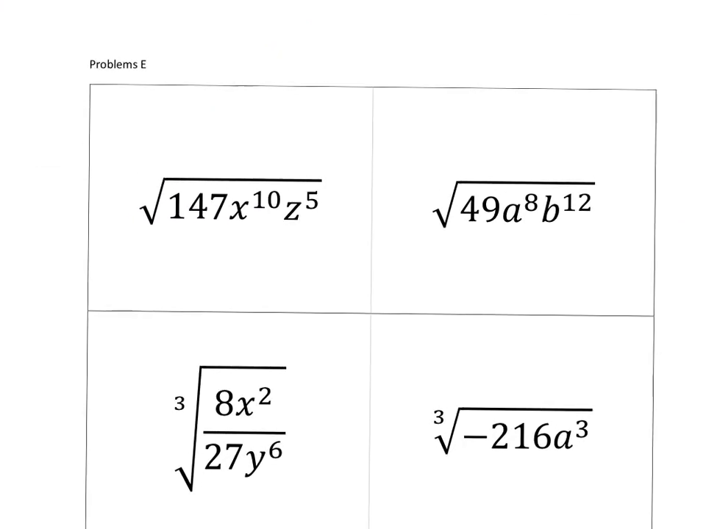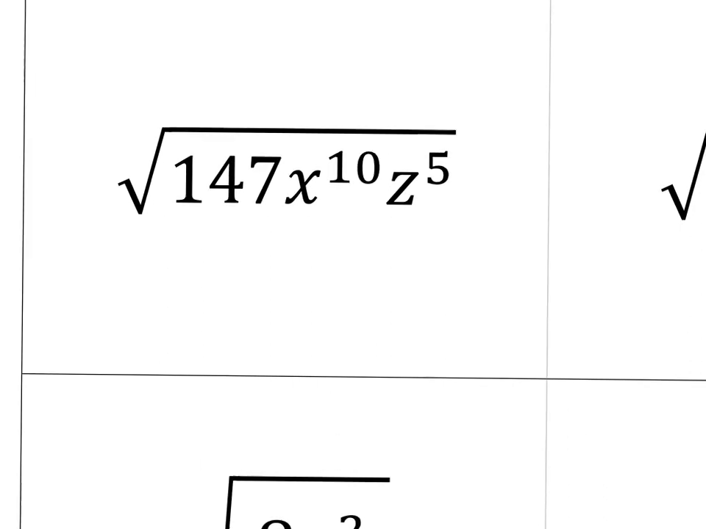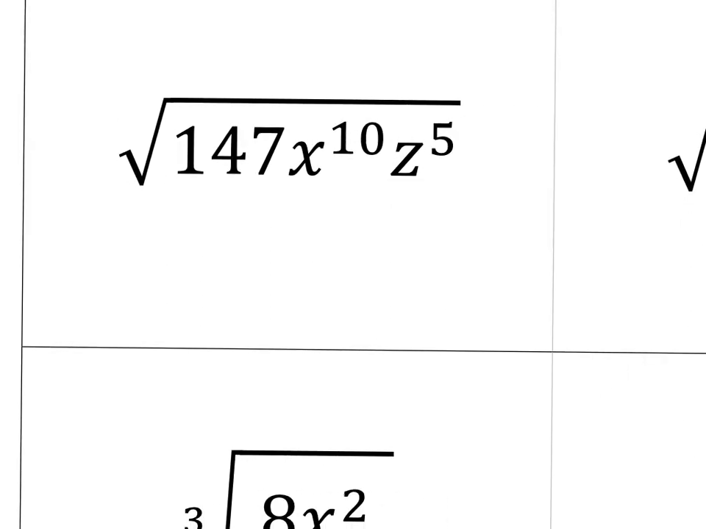Okay, I switched over to problem set E. So we're going to look at some of these square roots. They look a little bit harder. A couple more variables anyway, but this process is still the same for all of these. So if I'm looking at this is a square root, so I need pairs in order to come out. I always start prime factoring my number.